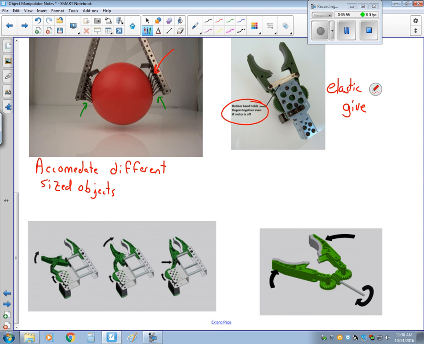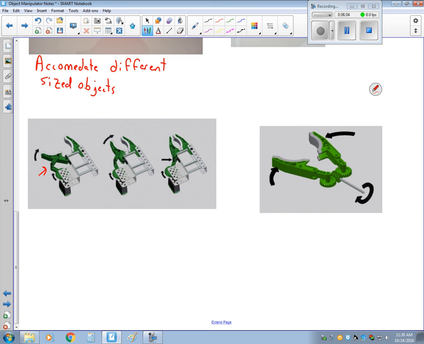There are many different designs for these. You could use some sort of linkage system to help open and close it. You could also use a worm gear to open and close it. But in all of these, you need to have some sort of elasticity to it. For these claws here, the traction pad provides elasticity.